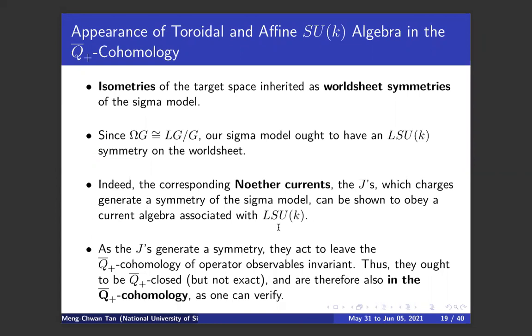As the J's generate a symmetry, they act to leave the Q-plus homology of operator observables invariant. This means that if you act with J on an operator observable, it should give you another operator observable within the Q-plus homology. Thus, they ought to be Q-closed but not Q-exact, and are therefore also in the Q-plus homology. And one can verify this.